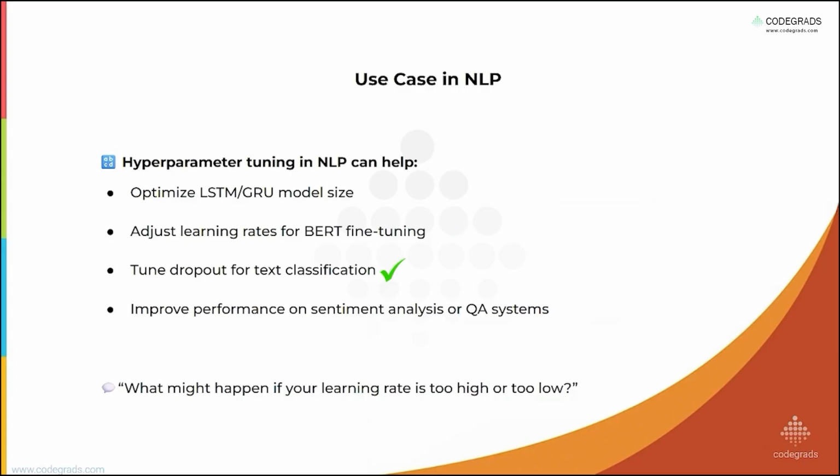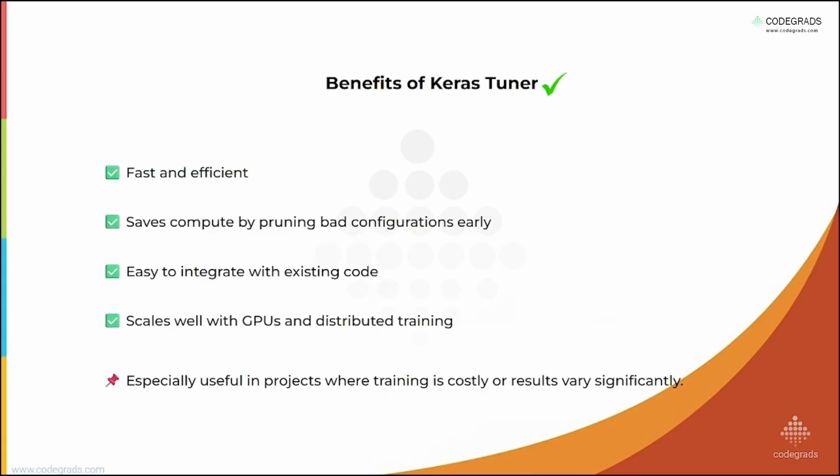Now, tune dropout for text classification. In the case of text classification, we have multiple uses here. It generally improves performance on sentiment analysis or question answering systems. So whenever the task is to identify the sentiment of our data, then for that task we can use hyperparameter tuning in NLP. Now this is a question for you guys: what might happen if your learning rate is too high or too low?